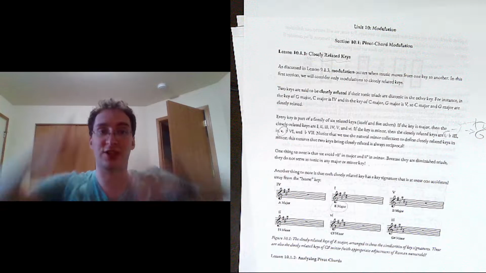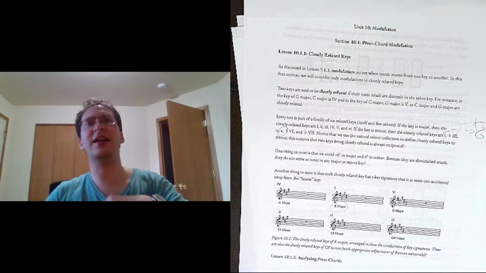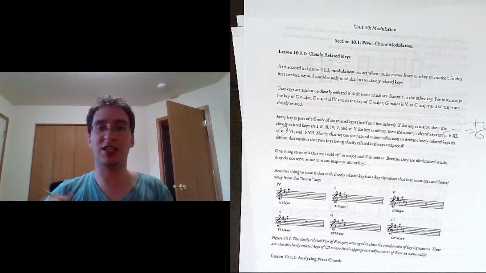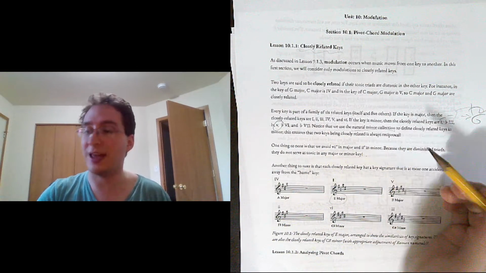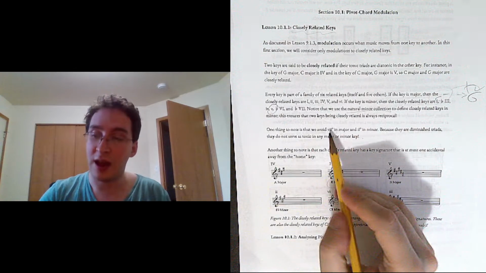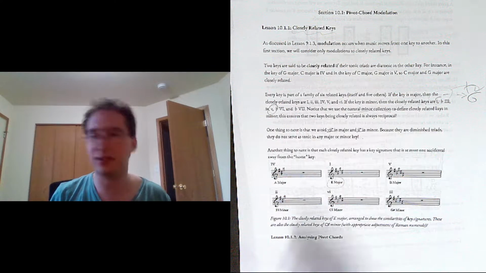We want this to be a reciprocal relation. If key A is closely related to key B, we also want key B to be closely related to key A. And using the natural minor collection ensures that this is true. Again, we're avoiding 7 diminished in major, 2 diminished in minor, because those aren't keys.